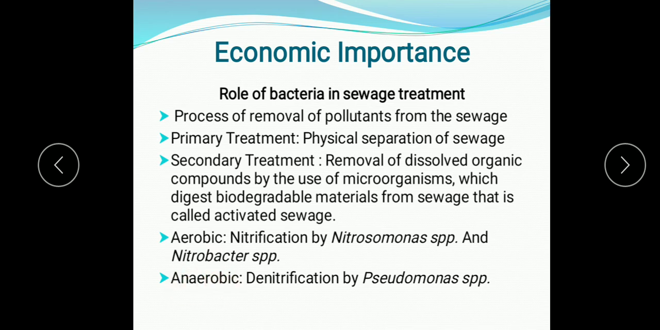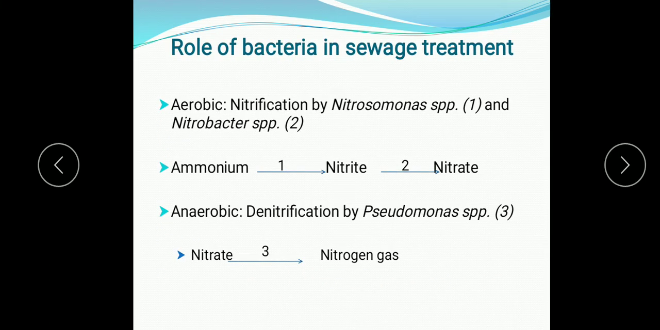Another process is the anaerobic process. In this process, denitrification takes place by Pseudomonas species. How? Let me see. In the aerobic process, there is nitrification by Nitrosomonas and Nitrobacter. First of all, the ammonium present in activated sludge is oxidized to nitrite in the presence of Nitrosomonas species, and then in the next step, nitrite is further oxidized to nitrate in the presence of Nitrobacter species.